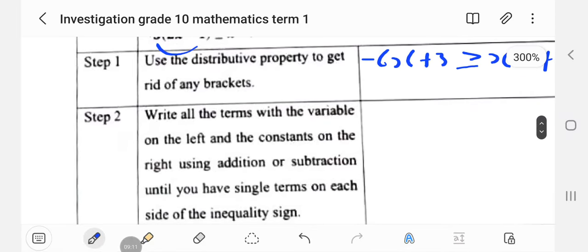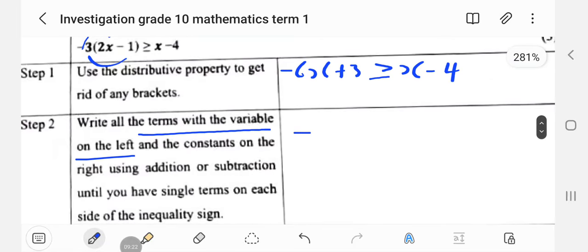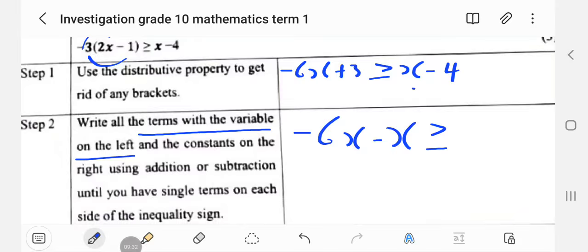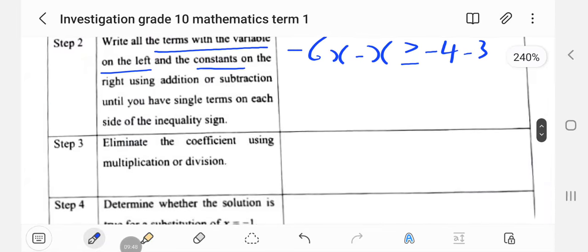The next step, write all the terms with the variables. The terms with the variables are the ones which have x on the left. So we write them on the left. Minus 6x. Now this x here jumps and becomes negative. And then they say, and constants. Constants are numbers which do not have the variable x. So we have minus 4 here and minus 3. Remember, 3 jumps and it becomes negative. Okay, so we've followed that step.